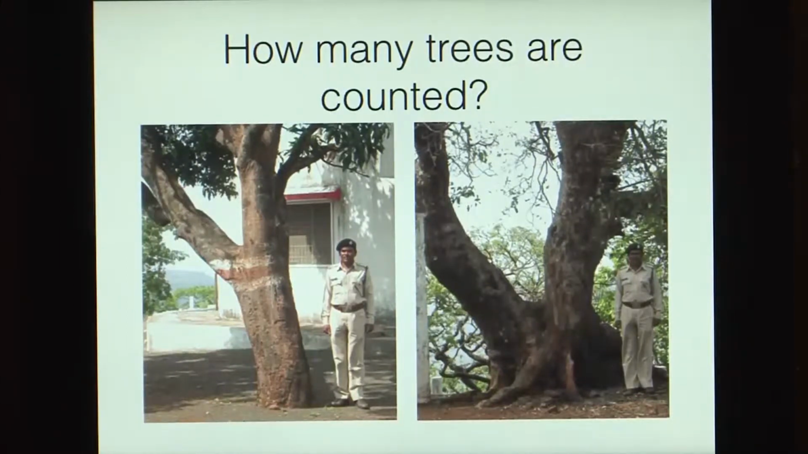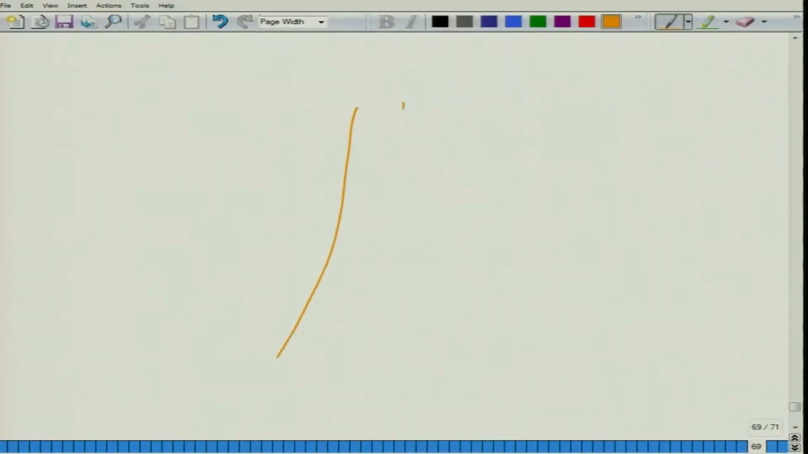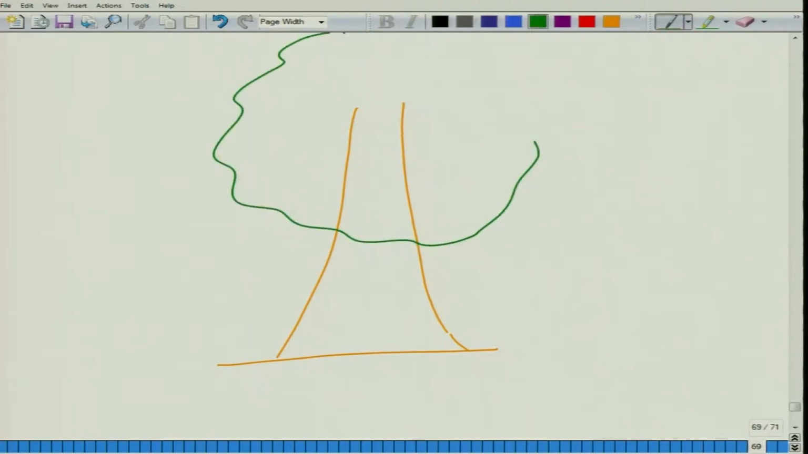However, the next question is, where do we have the base? When we draw a tree, we take a base. So, in this case we are taking a base. Now, we take this base as the ground level. However, can we uniquely define this base? What if this base was not a straight line, but it was something like this? Then what would be the base?